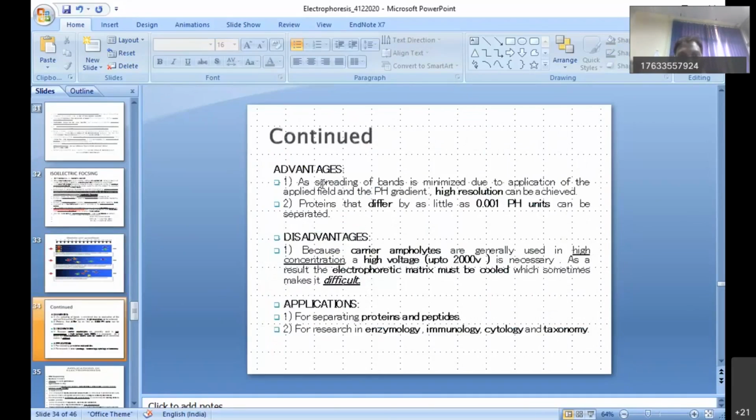So the advantage of this is that spreading of the band is minimized due to the applied field of the pH gradient, so high resolution can be achieved. Proteins that differ by even 0.01 pH unit can be separated. So that is the advantage. It's better than earlier methods. In a protein molecule, you can separate on the basis of the pH as well as on the basis of the mass.